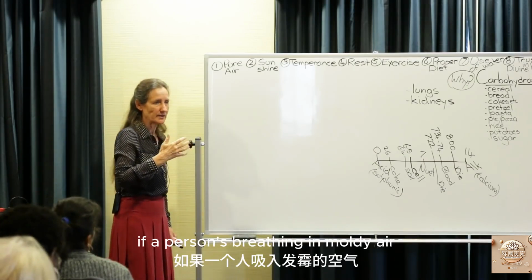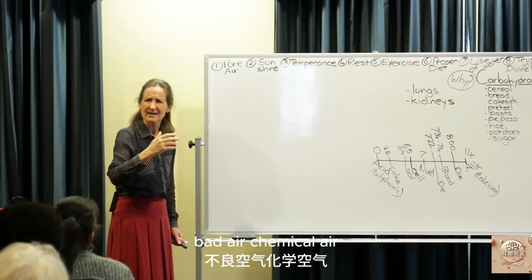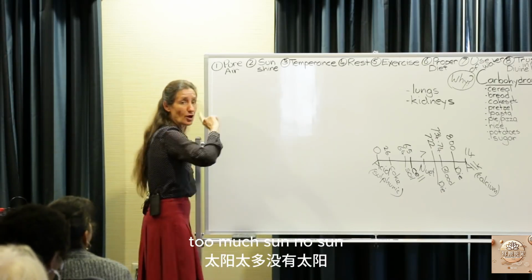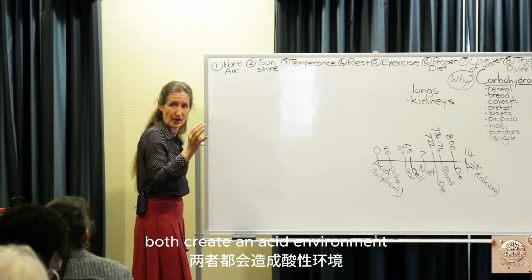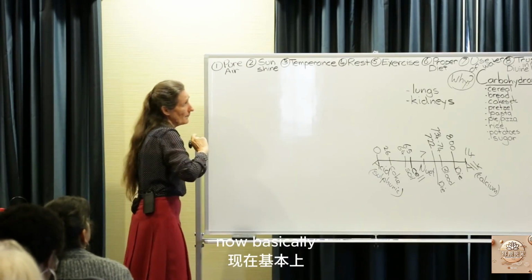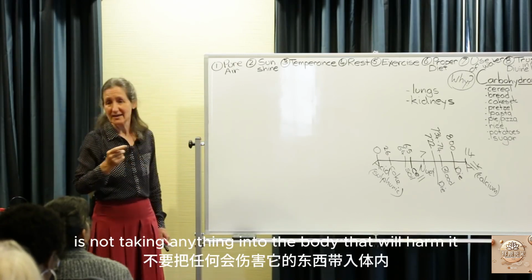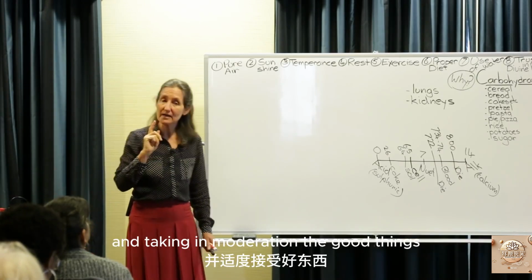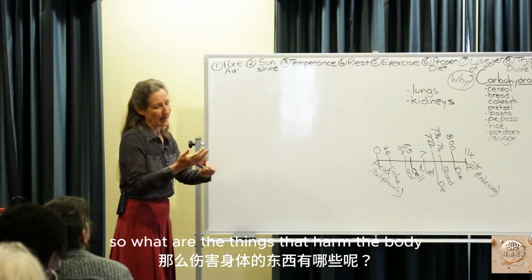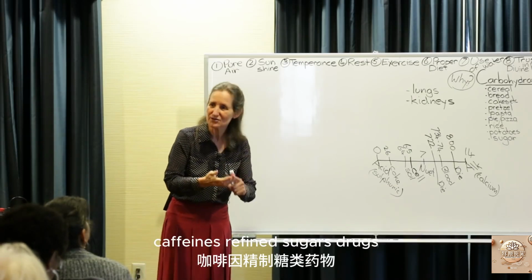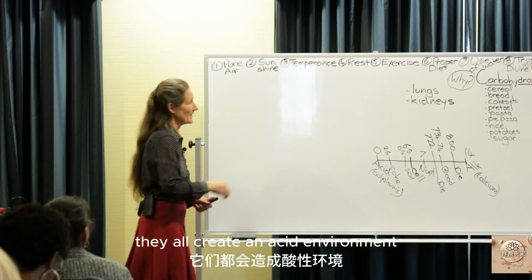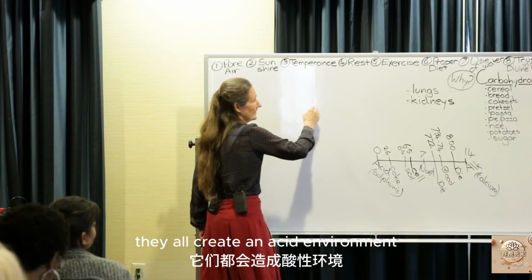If a person's breathing in mouldy air, bad air, chemical air, it can create an acid environment. Too much sun, no sun, both create an acid environment. Just the right amount alkalizes. Temperance. Now basically what temperance means is not taking anything into the body that will harm it and taking in moderation the good things. So what are the things that harm the body? Alcohol, cigarettes, caffeine, refined sugars, drugs, chemicals, moulds. They all create an acid environment.